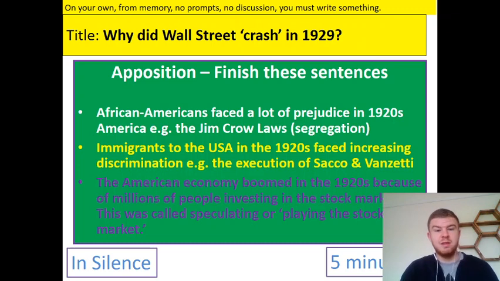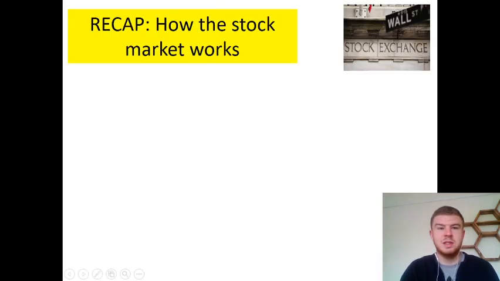And then finally, there are plenty of reasons for this, but you could say the American economy boomed in the 1920s because of millions of people investing in the stock market. This was called speculating or playing the stock market. And obviously that applies to what we're looking at today, because the stock market and people putting their money into stocks and shares all fell apart in 1929.